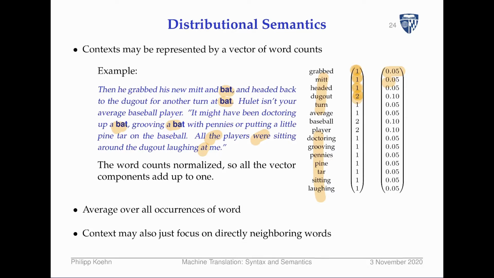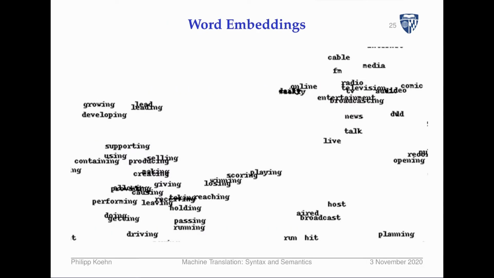So this looked at all the words in the sentence, we might also just look at directly neighboring words. By now we have moved on to word embeddings, where we're basically doing the same thing. We also look at the context of words and derive representations. And here are some word embeddings that have been produced, which puts words that are close to each other in meaning right next to each other. So playing, scoring, winning, losing, they're all similar in meaning and they're put next to each other.